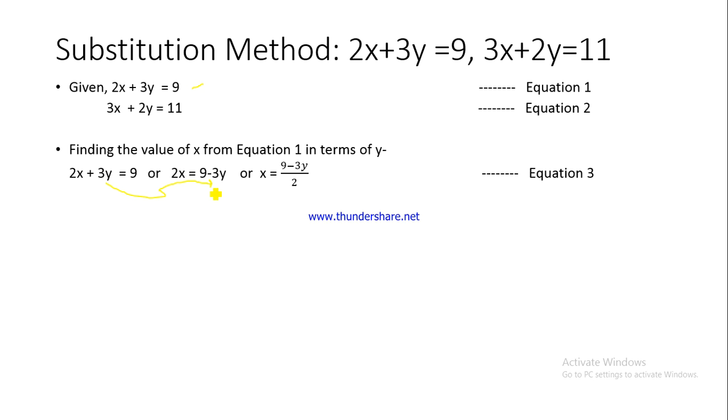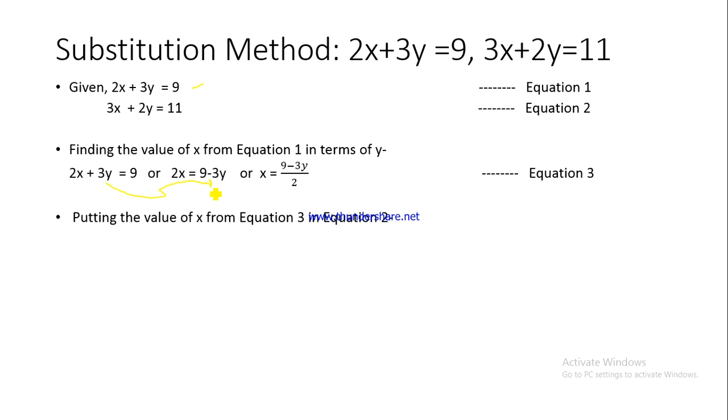From here we can get this value, x is equal to (9 minus 3y) whole divided by 2. Now this is how we have found out the value of x in terms of y. Now once you have done this, you will have to put this value of x, which is in terms of y, in equation 2. So this is the next step. Putting the value of x from equation 3 in equation 2. In equation 3 we have found out x is equal to (9 minus 3y) by 2.